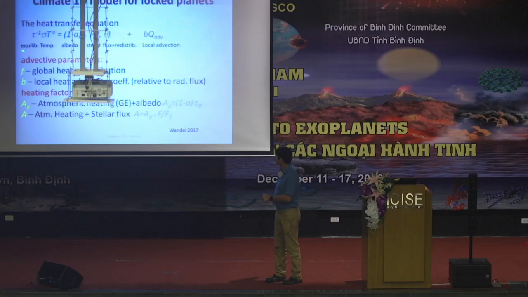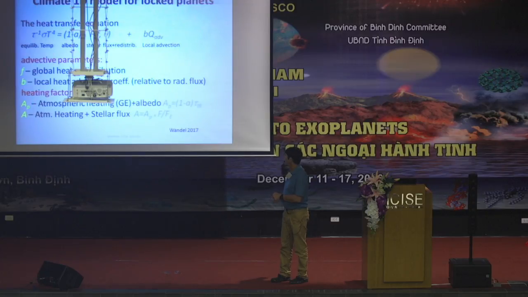And so there are two advective parameters. One is the global heat redistribution here, which I already mentioned, and B is the local heat advection coefficient, if you have turbulence or small-scale advection and so on. And there are two heating factors, which I'll show soon.